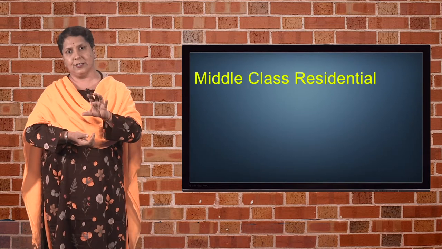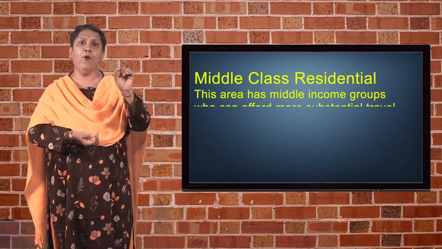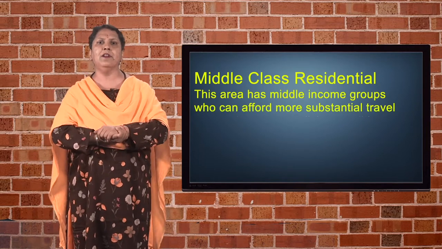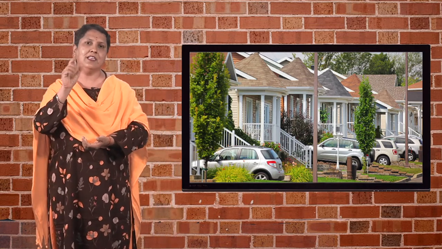Middle class residential. This area has middle income groups who can afford more substantial travel cost and want better living conditions. The activities of people residing in this area consist of different activities and not just the industrial work. It has more linkages than the CBD along with some linkages to the industries also. This area has the most significant residential area.